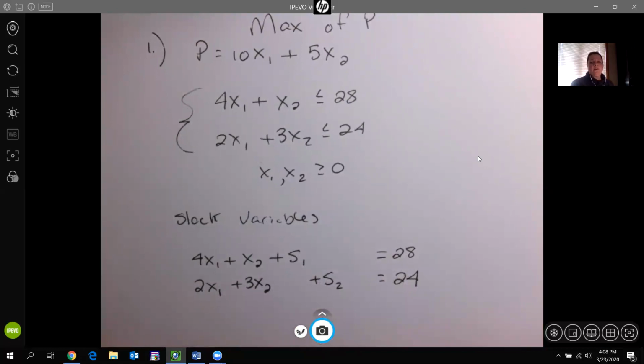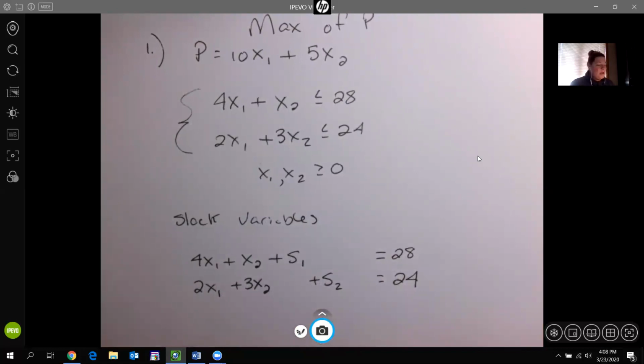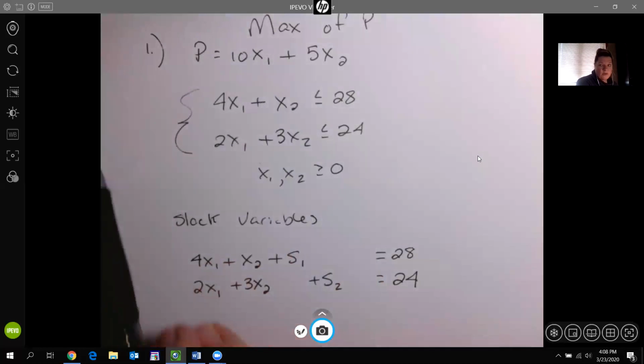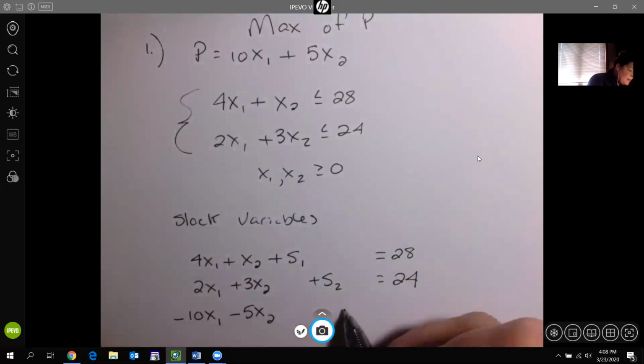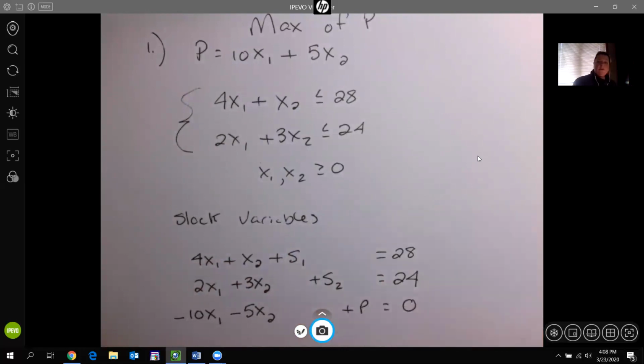The kind of different one is the P, the profit. We actually move everything over to the left so that it becomes negative 10x1 minus 5x2, and then plus P equals 0. So we move everything to the left, making our x1 and x2 the opposite sign. Typically they go negative. Okay, so this is our first step. These are our slack variables.